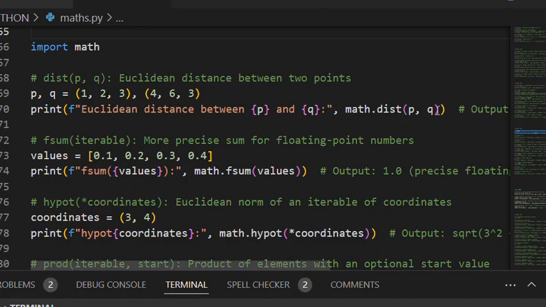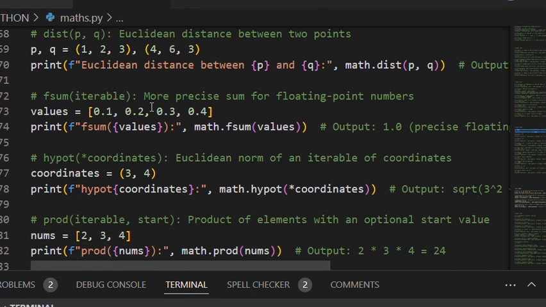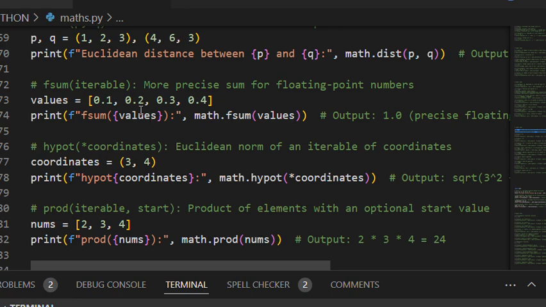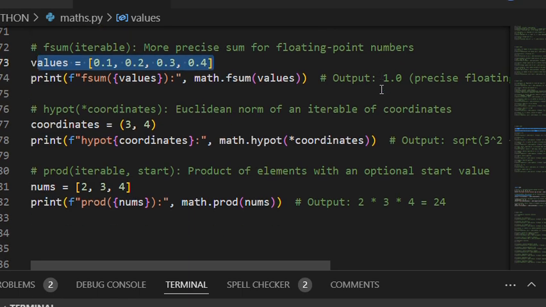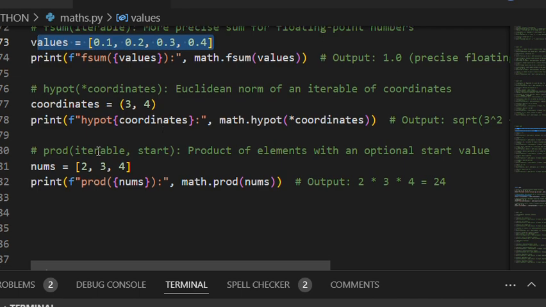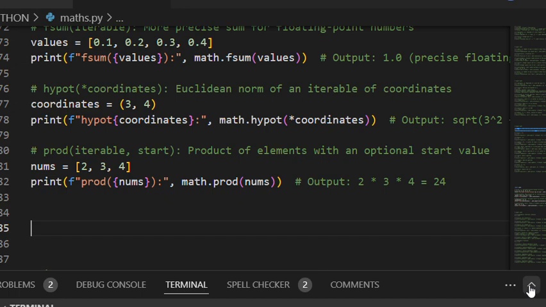So math.dist gives the Euclidean distance between the two points. Then we have fsum of values. We give the sum of all these numbers. This gives a more precise sum for floating point numbers. Then we have math.hypot, which gives the L2 norm of the coordinates. Then we have prod of an iterable from start. So we get the product of all these three numbers. Let us see its output.